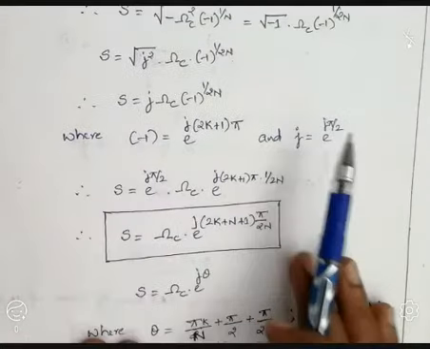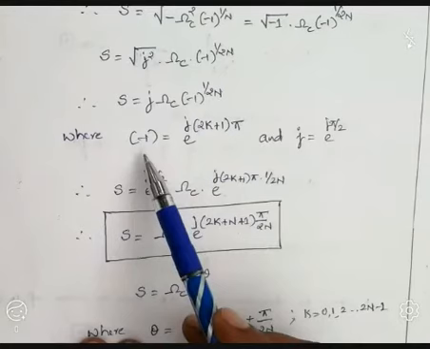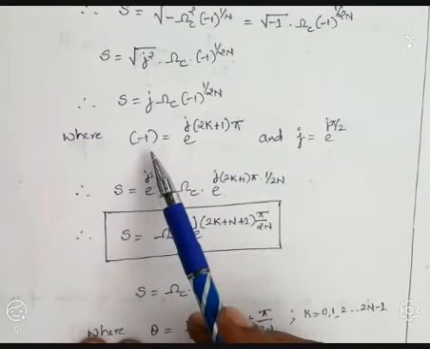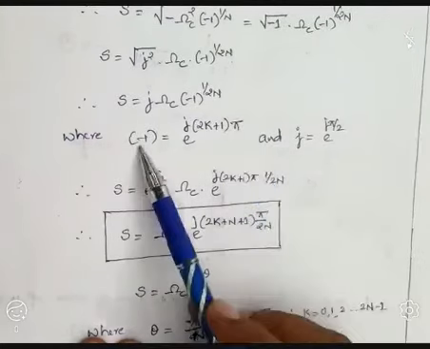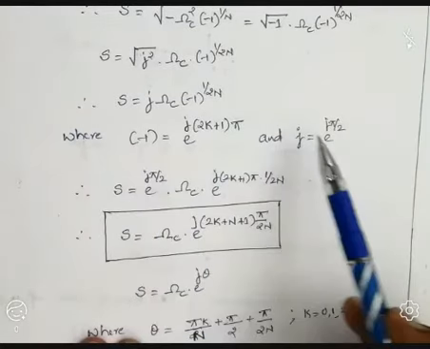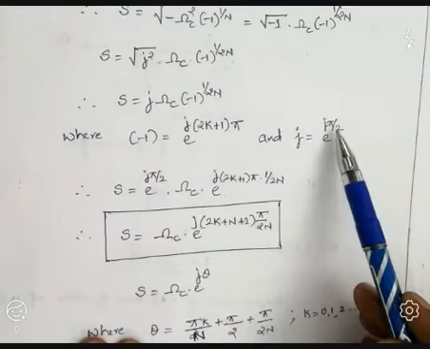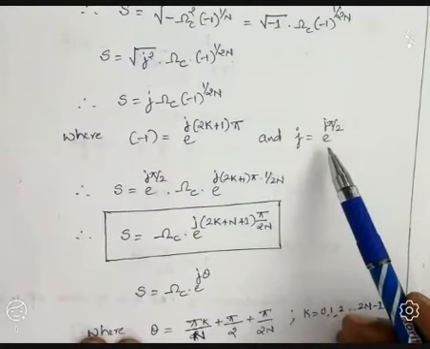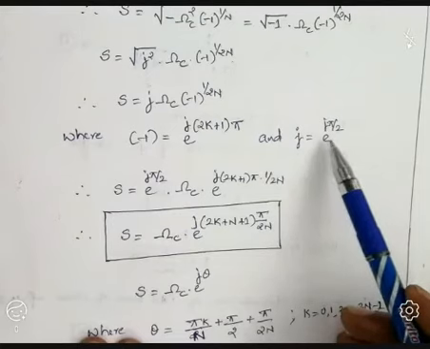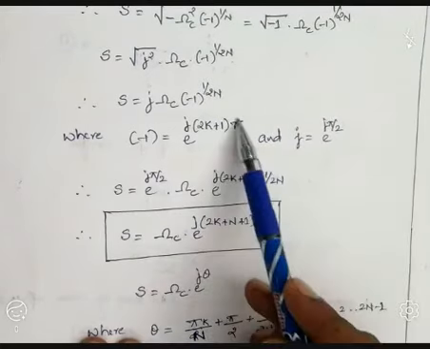And here I am going to assume that minus 1 equals e to the power j 2k plus 1 multiplied by pi. If you simplify this term, you get the answer as minus 1. Similarly, I am going to assume j equals e to the power j pi by 2. E to the power j pi by 2 means cos of pi by 2 plus j sin pi by 2. Cos of pi by 2 is what? 0, plus j sin of pi by 2 is 1. Hence, we are getting j. Similarly, if you simplify this term, we are getting the answer as minus 1.